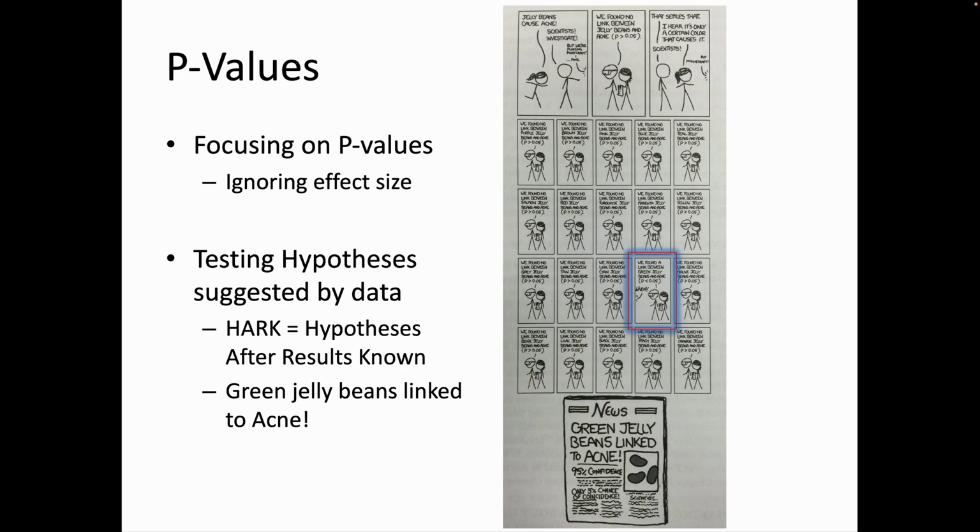This is p-hacking, and it's a form of p-hacking that is identified as HARC: hypotheses after results are known. So one of the things you really want to do is think through the hypothesis before you do your research. You want to think about your hypothesis before you analyze your data.